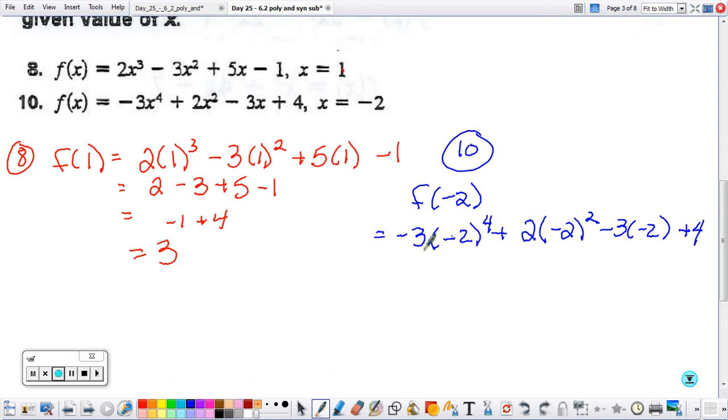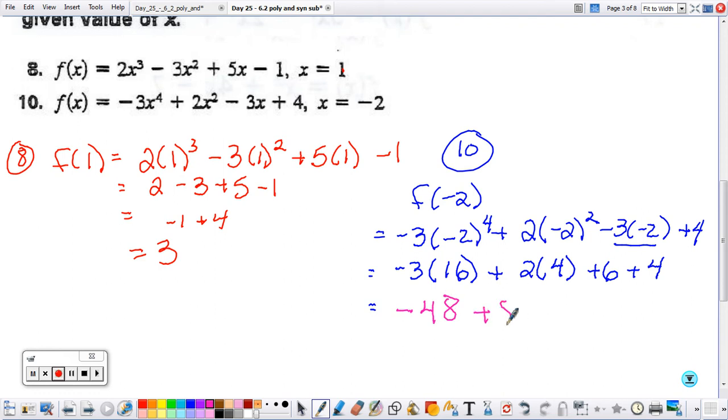Okay, so negative 2 to the 4th is positive 16. Negative 2 squared is positive 4. This I'm going to multiply to positive 6. Now if we do negative 3 times 16, let's see, 10 times 3 is 30, and 3 times 6 is 18, so that's negative 48, plus 8, and then I'll add these as 10. Here's negative 40 plus 10, so I get negative 30 as the value when I substitute in negative 2.